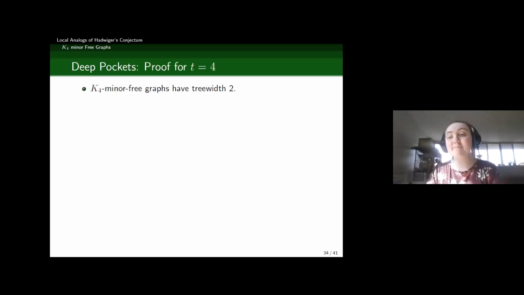Okay, so the complete proof for t equals 4 is, first of all, you note that K4 minor free graphs are exactly those with tree width 2. So you have a graph, you take a too smooth tree decomposition. Too smooth here means that every bag has 3 vertices and the intersections of the bags have exactly 2.